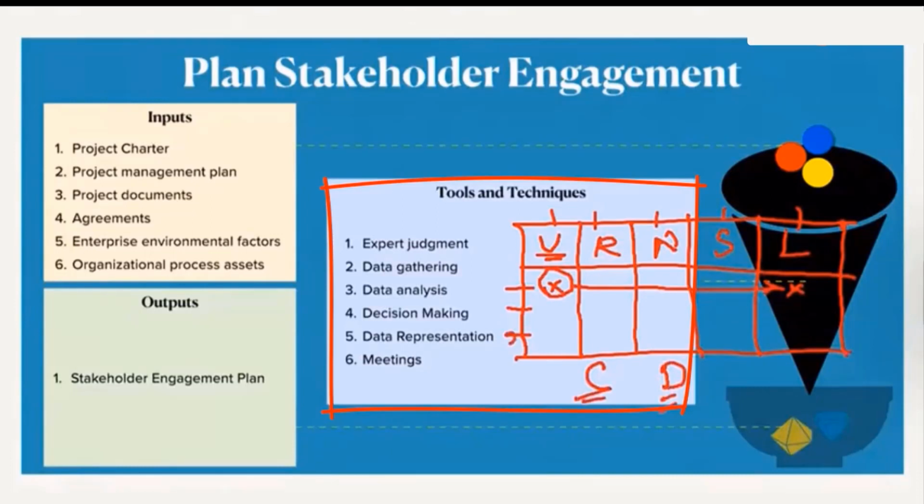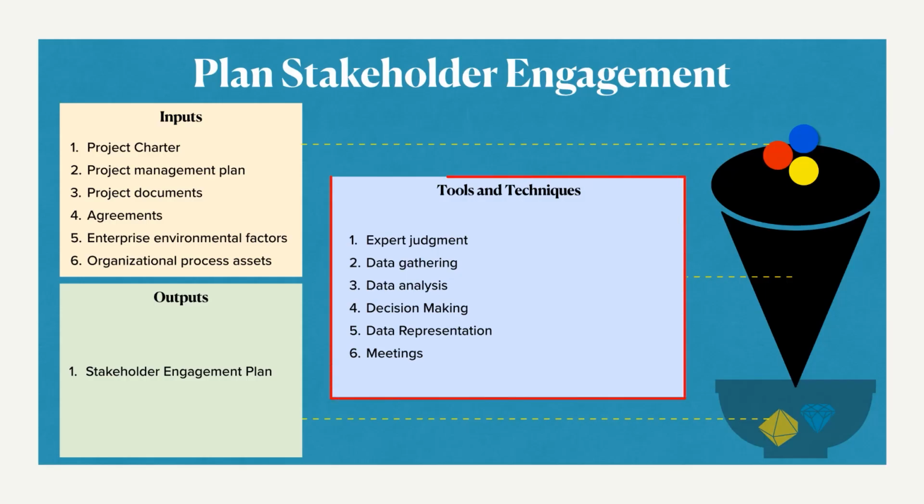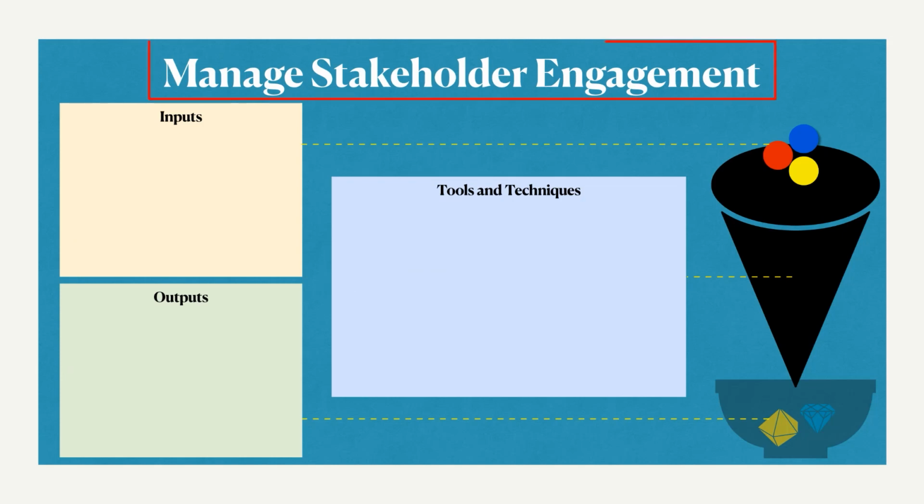For example, the person 3 who is identified here, he is currently neutral, for example, and his desire is to become supportive. So when we finish such a table, we understand that person 3 is currently at a neutral stage, and the project manager desires, or the stakeholder himself desires, that he will go to a supportive stage after doing this engagement activity. So in addition to this, we have multiple meetings that can also be used as important tools and techniques. So let's move to the new process: manage the stakeholder engagement.